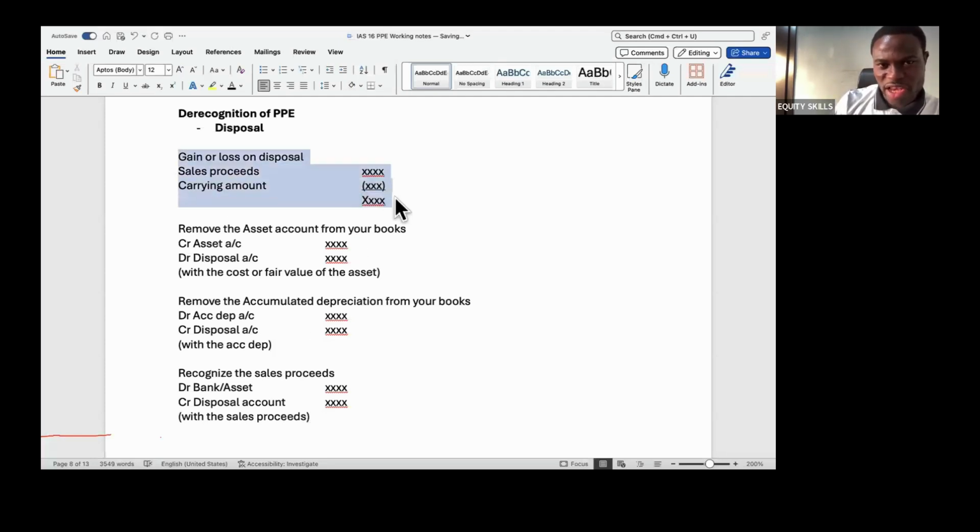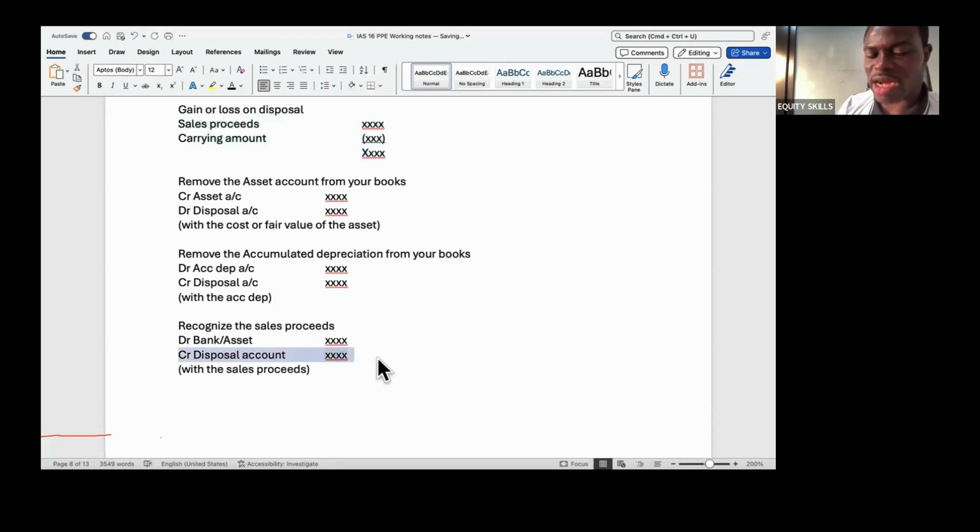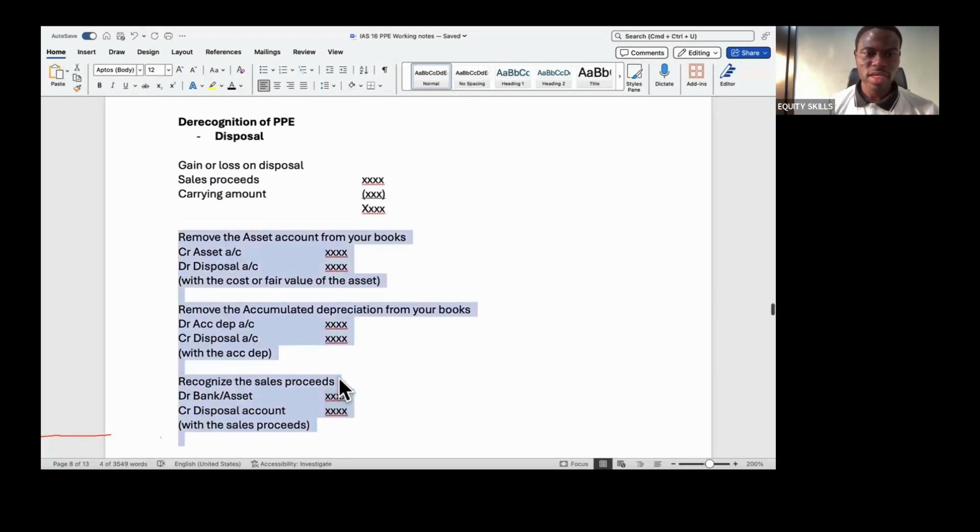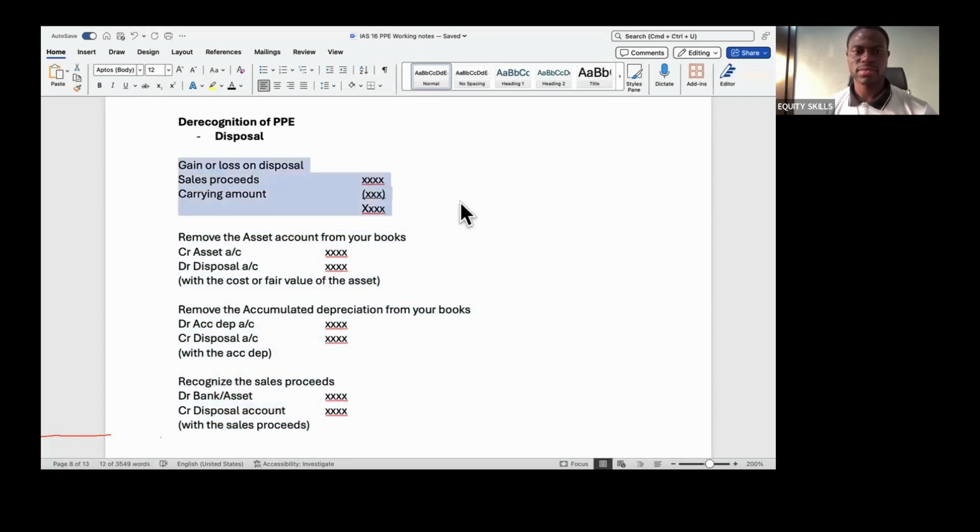So you see, this schedule I gave you is actually a summary of the disposal account. This gain or loss is determined on your disposal account. Sales proceeds against your carrying amount gives you gain or loss. Because by the time you credit disposal account with the sales proceeds, the balancing figure in that disposal account will be gain or loss on disposal. So these three things are presumed to have been done before you go ahead with this. But believe me, you need to understand the process.